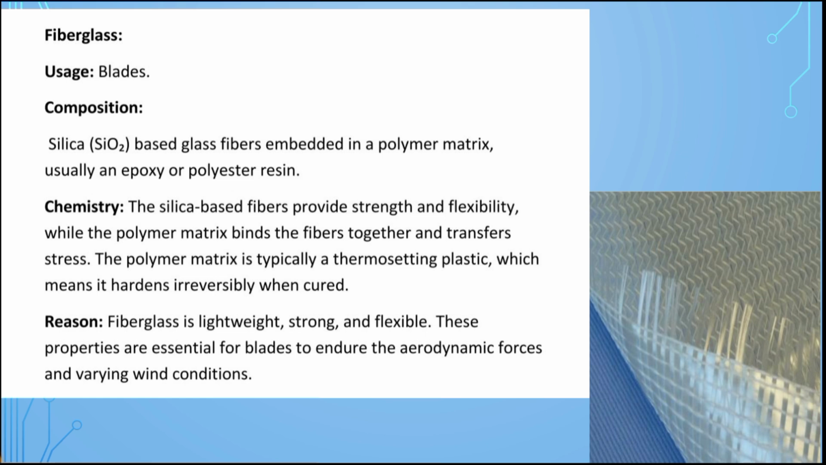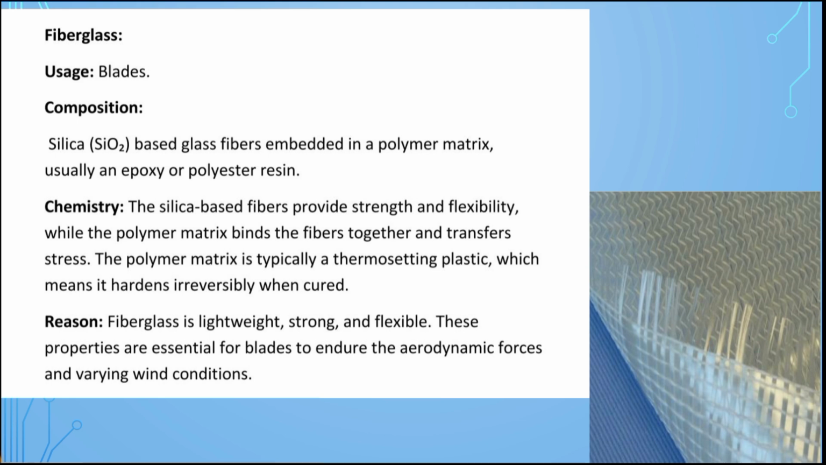Fiberglass is used in the manufacturing of blades. The composition of fiberglass consists of silica and a polymer matrix. The polymer matrix we use is epoxy or polyester resin. In these fibers, silica is embedded in the polymer matrix. The silica-based fibers provide strength and flexibility. The polymer matrix binds the fibers together strongly and balances the pressure of air over the blade. The polymer matrix is typically a thermosetting plastic, which means we cannot reharden it by heating.